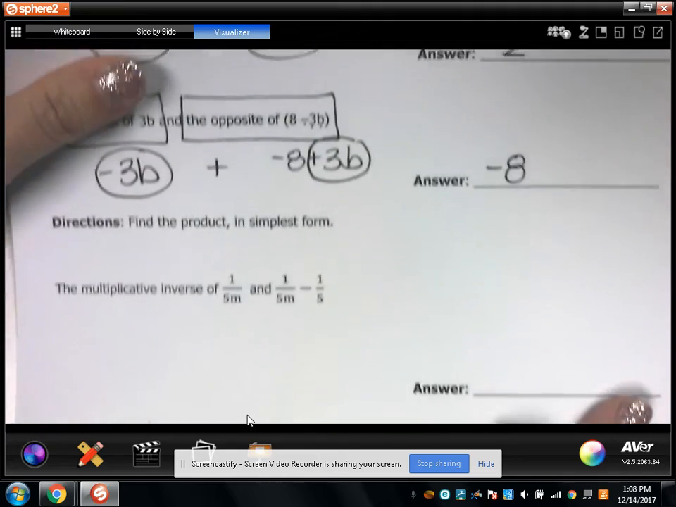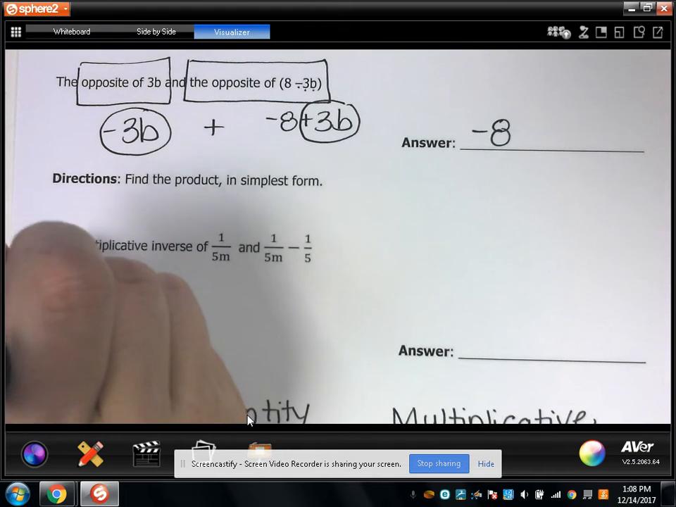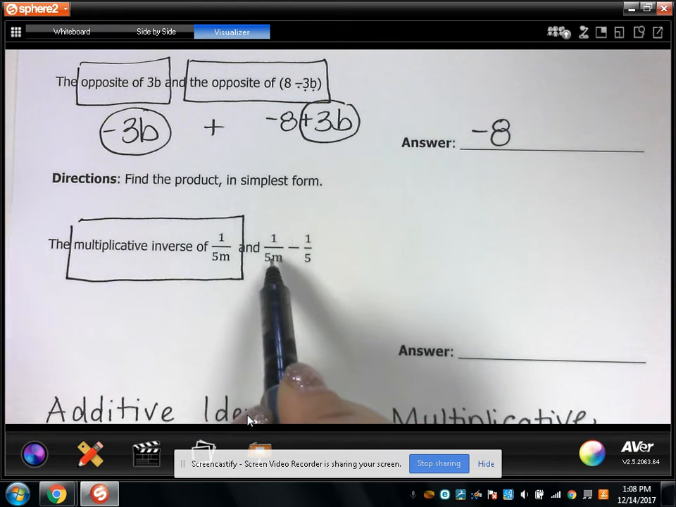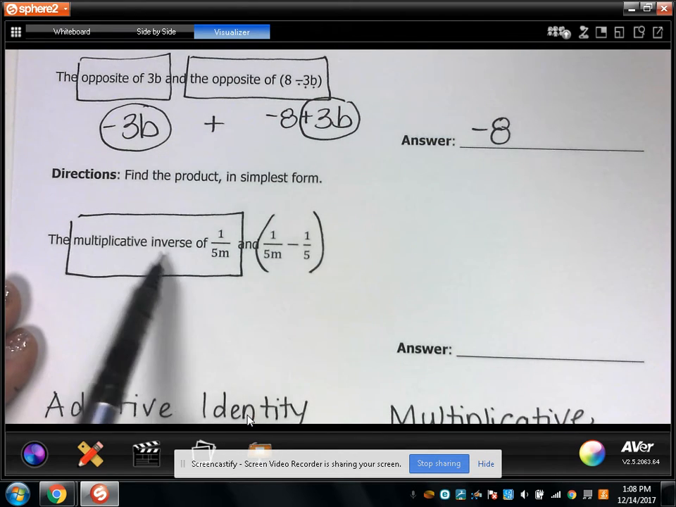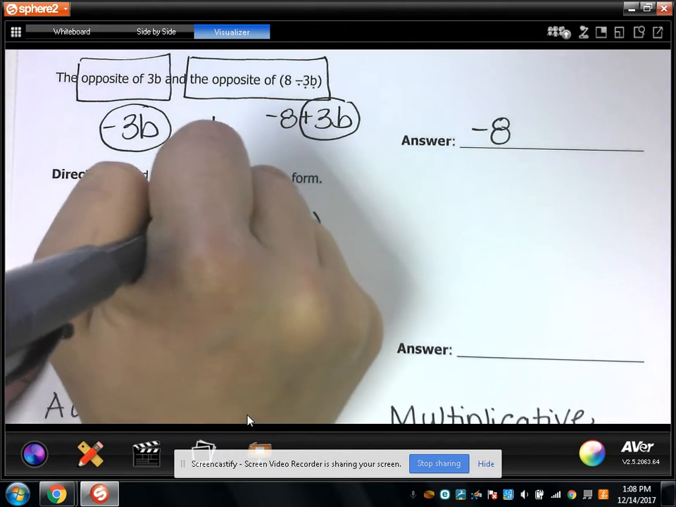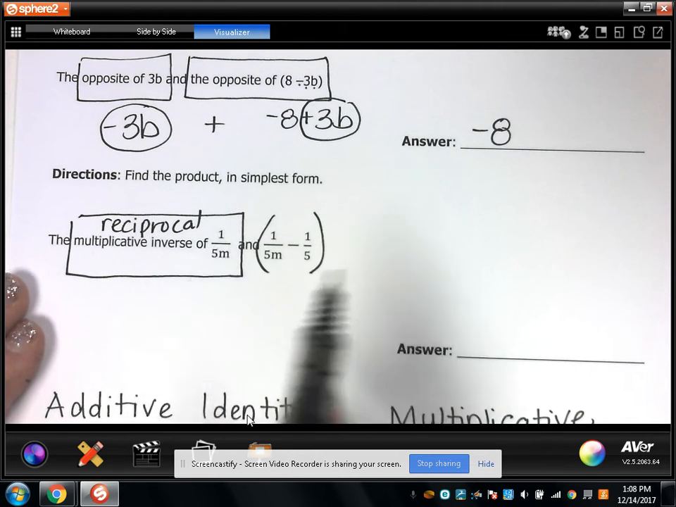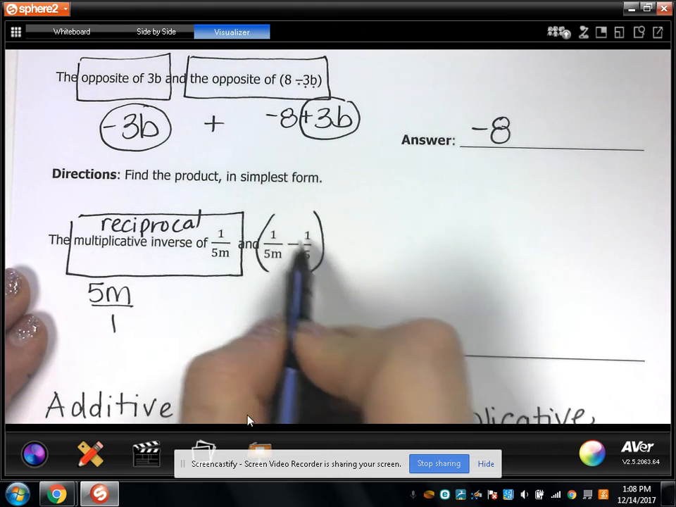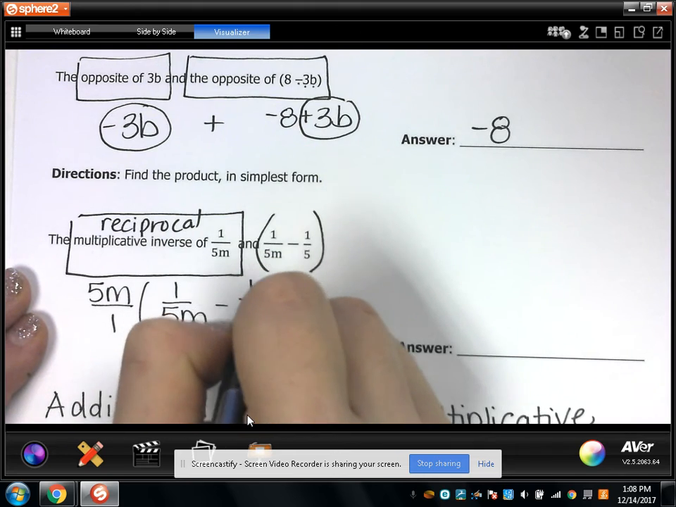All right, now let's go into multiplicative inverses. Find the product in simplest form. The multiplicative inverse of 1 over 5m times 1 over 5m minus 1/5. Now the multiplicative inverse is the same thing as the reciprocal. And for the reciprocal, you take the numerator and the denominator and you switch them. So instead of 1 over 5m, I'm going to have 5m over 1. And I'm going to multiply that by 1 over 5m minus 1/5.